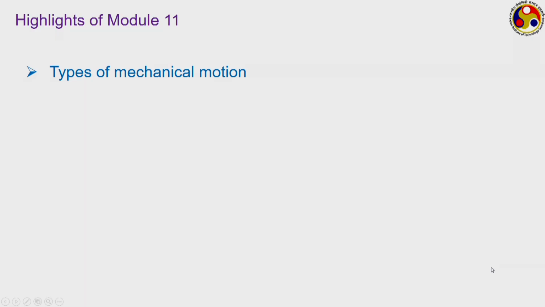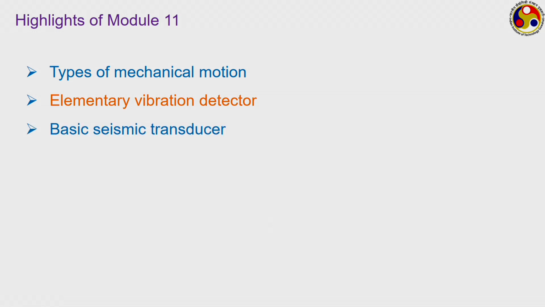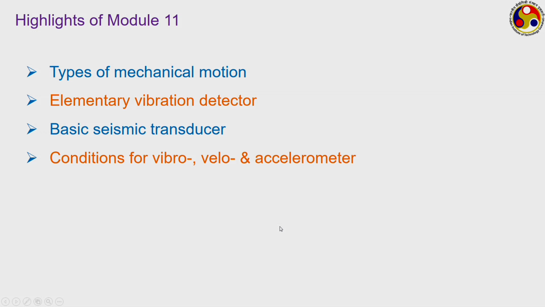Here we have talked about the different kinds of mechanical motion, then elementary vibration detectors in the form of wedges, etc. Then we talked about the basic seismic transducer, the mass spring damper assembly, and we did the mathematical analysis. From there we identified the conditions for the system to act as a vibrometer or velometer or accelerometer. For vibrometer and velometer we need the natural frequency omega n to be very small, and the natural frequency can be small only when the mass is large and k is small, whereas for an accelerometer we want the natural frequency to be high, and that is when the mass is small or k is high.